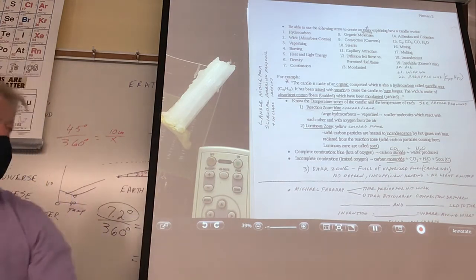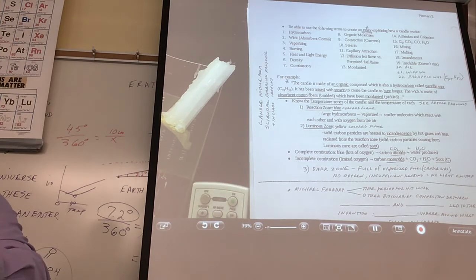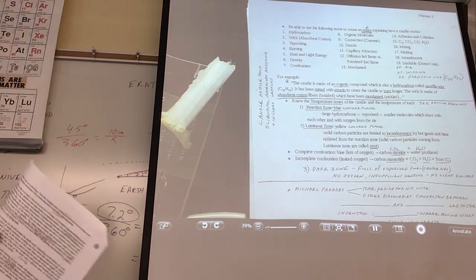All right, what do you know about the temperature zones of the candle? Let me see if I can find a picture here. What do you know about the temperature zones? And I'll see if I can find it here.